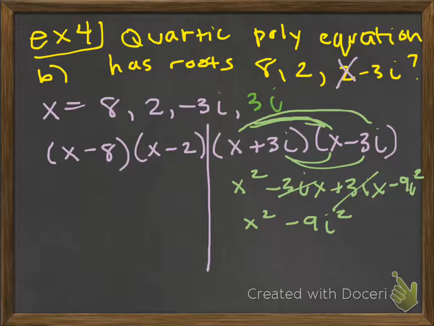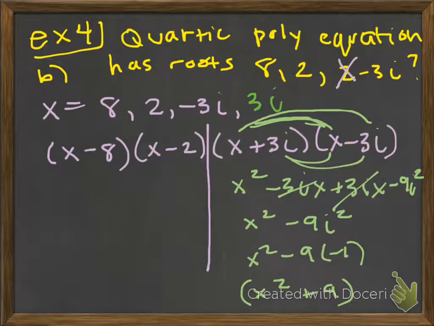And i squared, this is going back to quadratic chapter, i squared is equal to a negative 1, so technically I'm doing negative 9 times a negative 1. So this ends up becoming x squared plus 9. So that's what we get from foiling the 2 imaginary components.